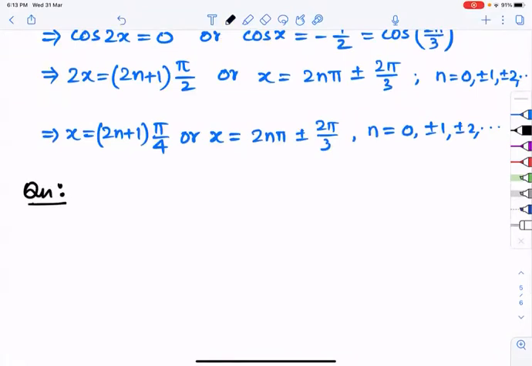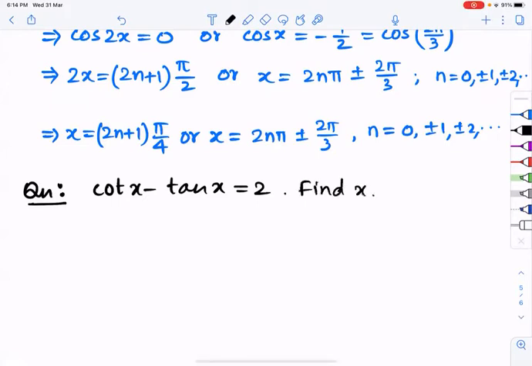Let's take cot x minus tan x equal to 2. Okay. And you have to find the value of x here. Find x. So, how will you start?